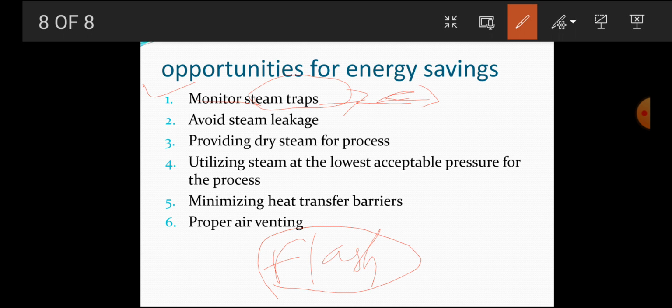The next opportunity for saving is to avoid steam leakage. It is a visible indicator of waste and it can be avoided. It has been estimated that a 3 mm hole diameter on a pipe having a pressure of 7 kg per centimeter square.